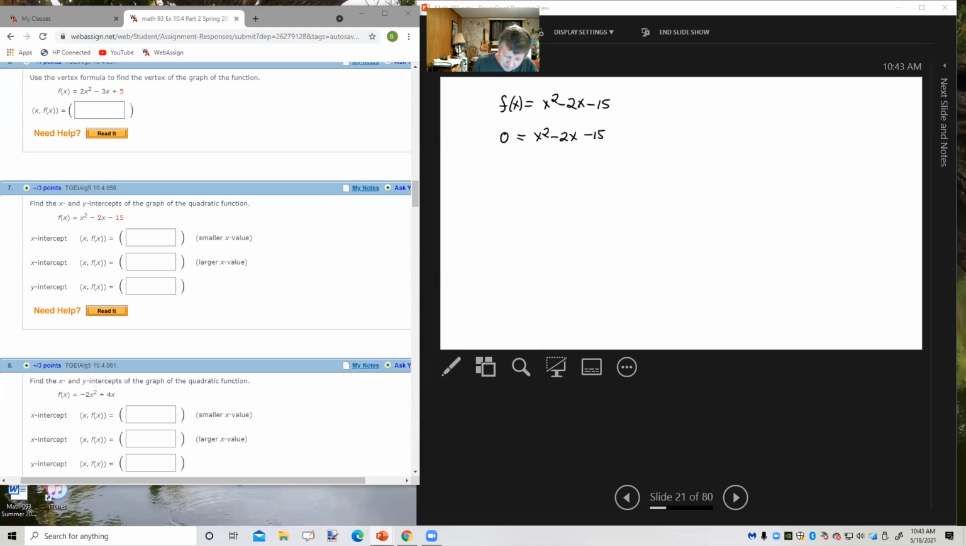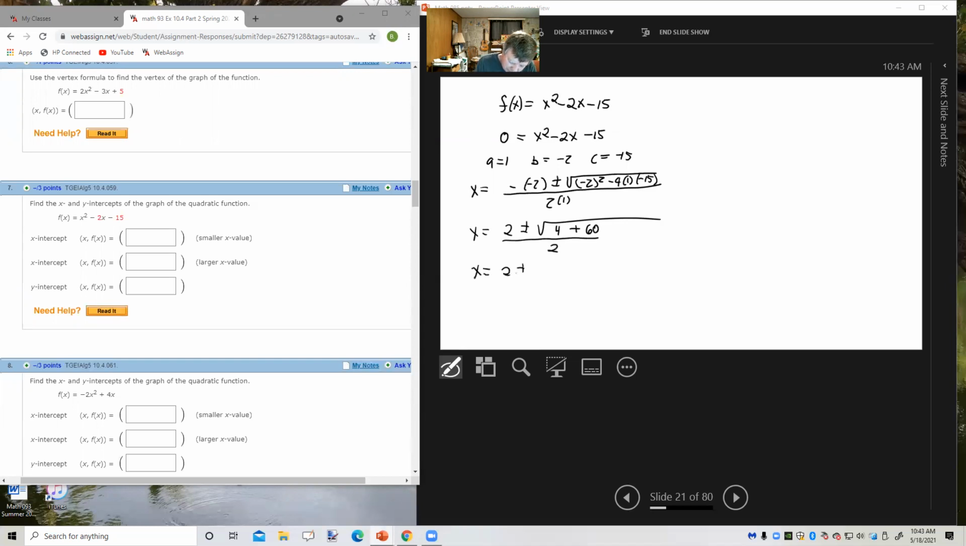That's right, it is. So let's see, we've got a is 1, b is -2, and c is -15. x equals -b plus or minus the square root of b squared minus 4ac all over 2a. So x equals 2 plus or minus the square root of 4 plus, you've got -4 times 1 is -4, times -15 would be a +60, all over 2.